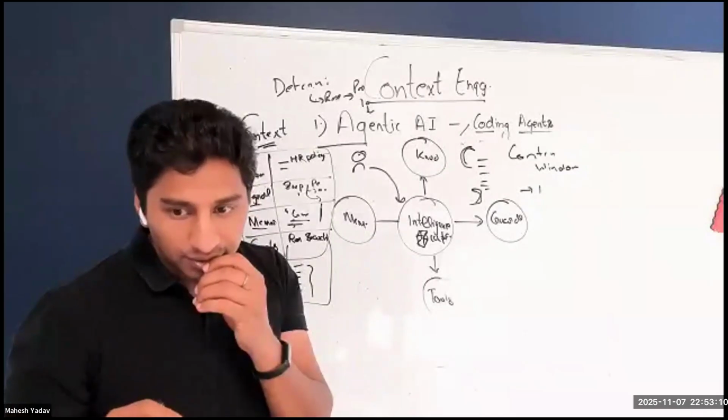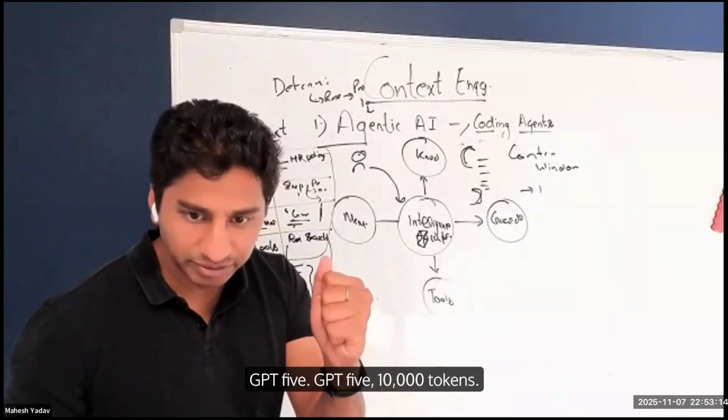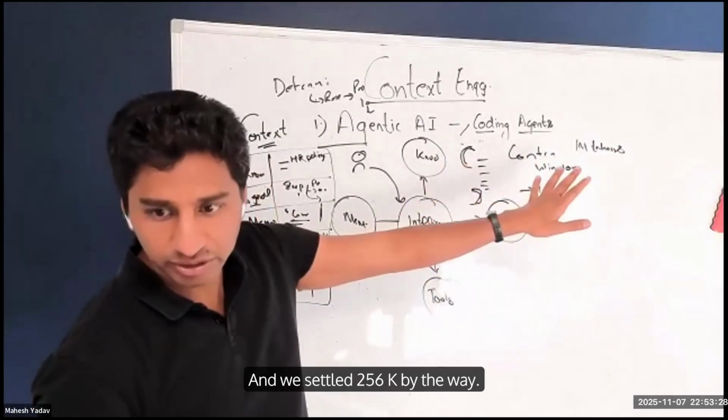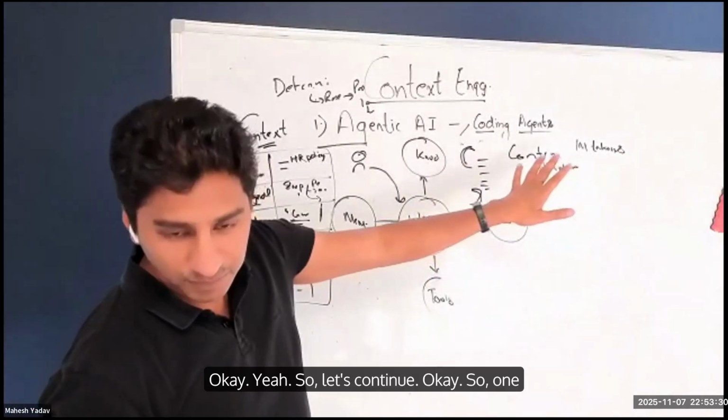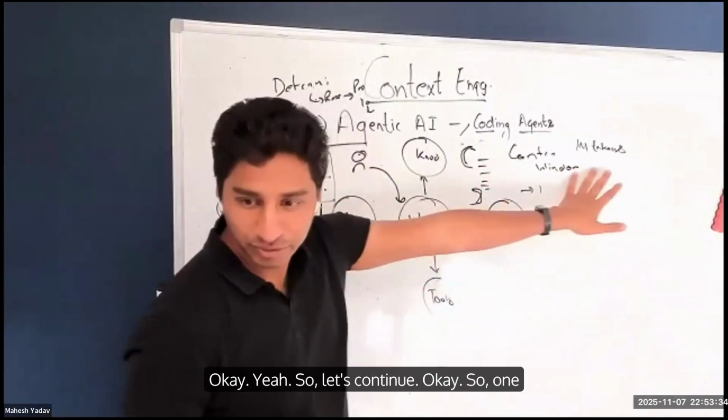Yes, it depends on the model. There is a limit. GPT-5 limit? GPT-5, about 1 million tokens. 256K was good enough, by the way. Okay, yeah, so let's continue.